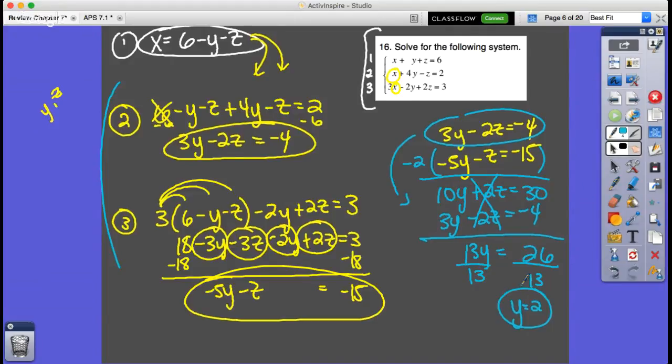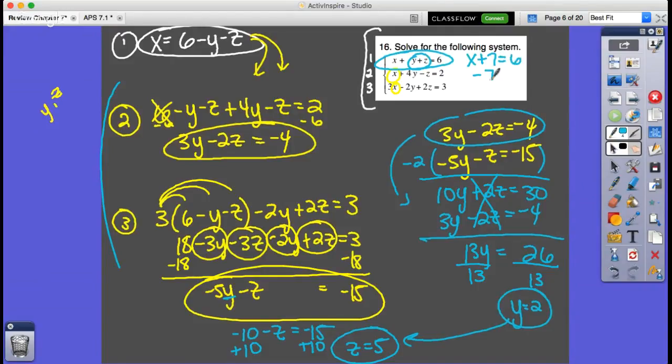Now, in plugging this back into any one, we could plug it in for this one over here. We could plug 2 in. We get negative 10 minus z equals negative 15. Add 10 both sides. We get negative z equals negative 5, or we could say z is equal to a value of 5. Now, to finalize it, I like to put it in probably the one that was the easiest, which is the top. So we get 5 plus 2 right here is 7. So you get x plus 7 equals 6. Subtract 7 to where x is equal to negative 1.